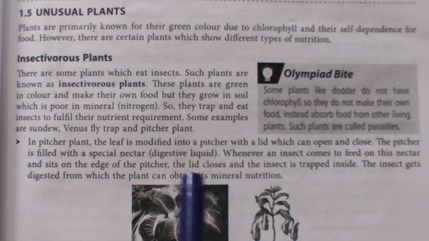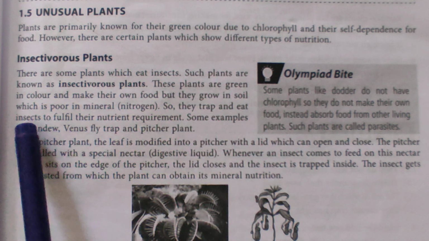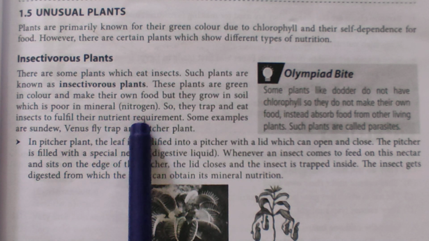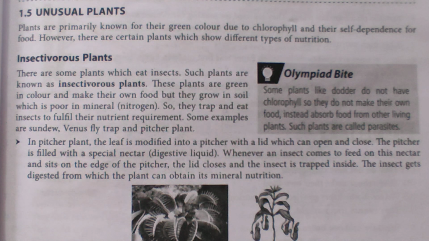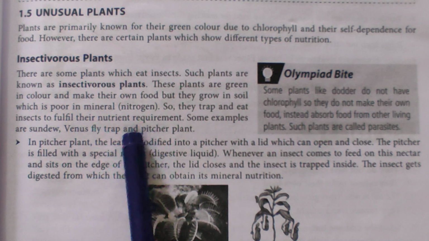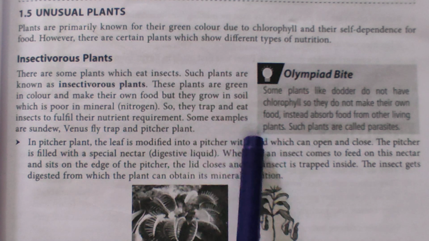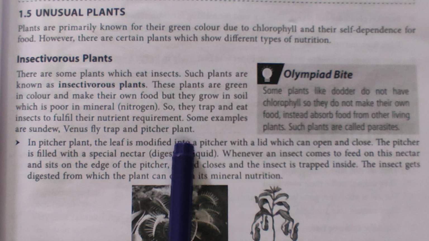These plants are green in color and make their own food, but they grow in soil which is poor in minerals, that is what? Nitrogen. So why are they taking insects? Because in the soil where they grow, they are poor in minerals, especially nitrogen. So they trap and eat insects to fulfill their nutrient requirement. Some examples are sundew, Venus flytrap, and pitcher plant.